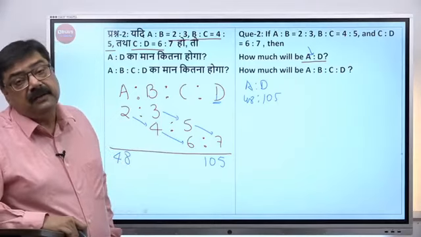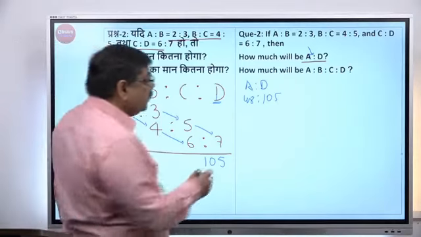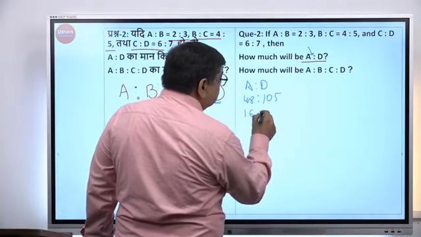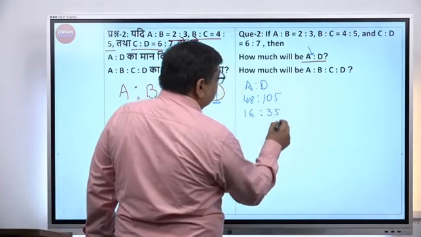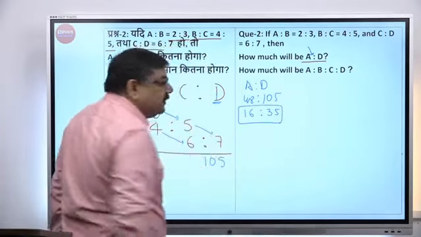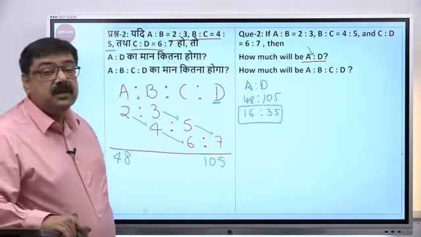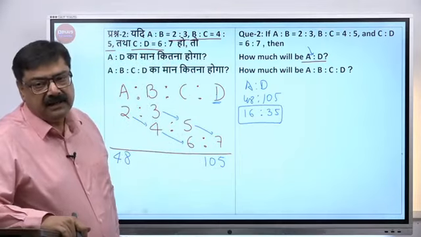Because both these numbers are divisible by 3. So let's do it. So you get a 16 here and you get a 35. So you can reduce it further and write it as 16 is to 35. That would be the answer.